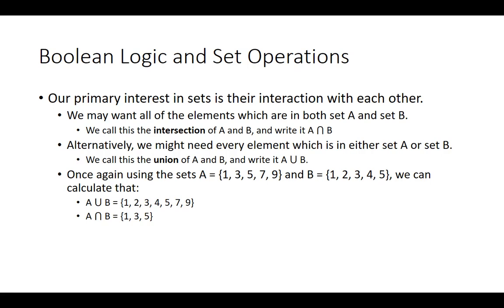The naming of those clubs came from these terms. We may want all of the elements which are in both set A and set B. We call this the intersection of A and B, and write it A upside down U B. Alternatively, we might need every element which is in either set A or set B. We call this the union of A and B, and write it A U B.